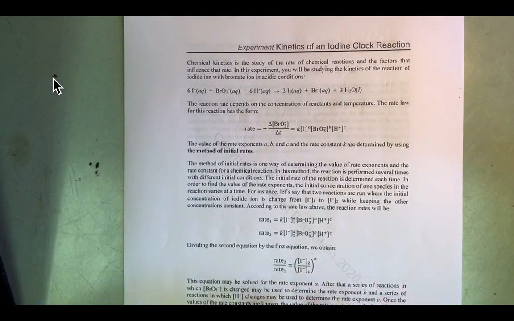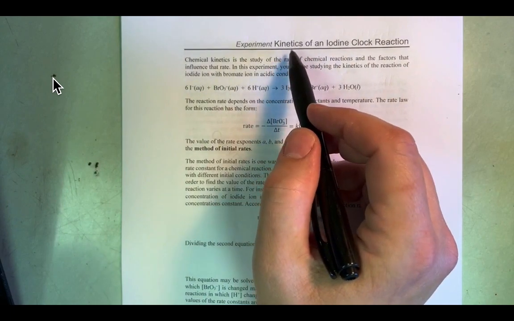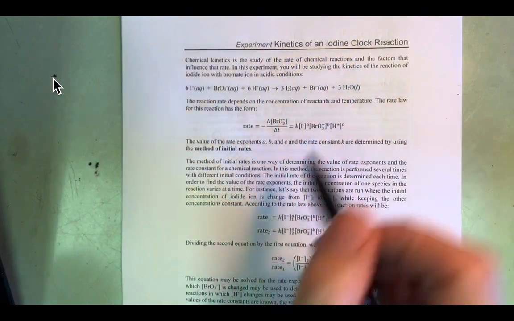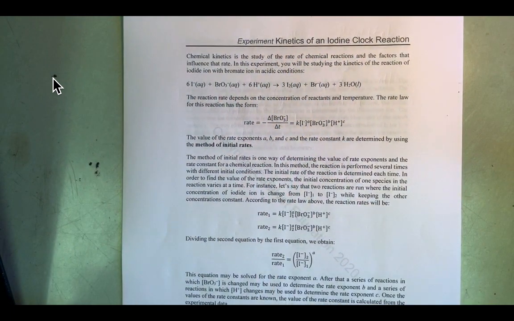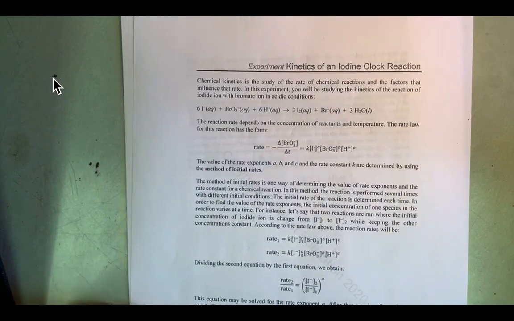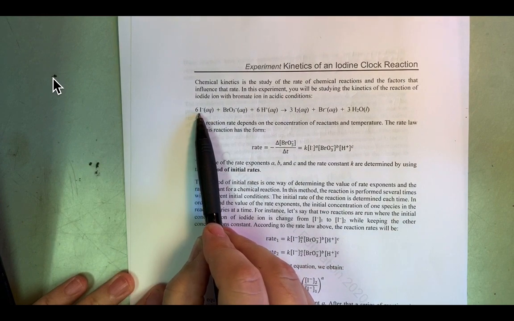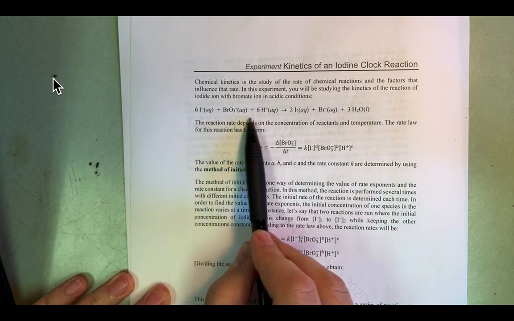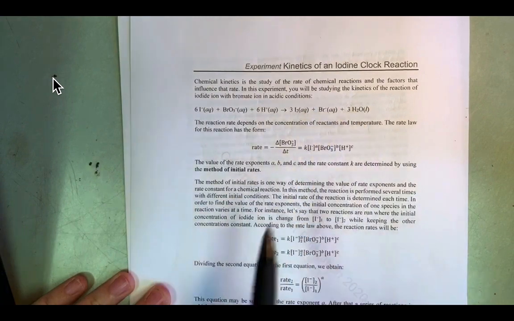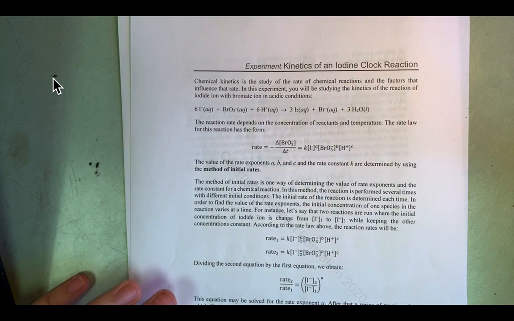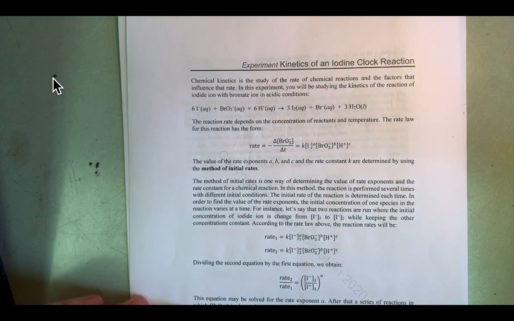All right, everyone, I wanted to put together a quick video to help out on some of the trickier parts of this lab experiment, the kinetics of the iodine clock reaction. In this particular experiment, we're looking at the kinetics of this reaction: these three chemicals reacting to give us those three products. And I think where the confusion was, was doing some of the calculations in here.